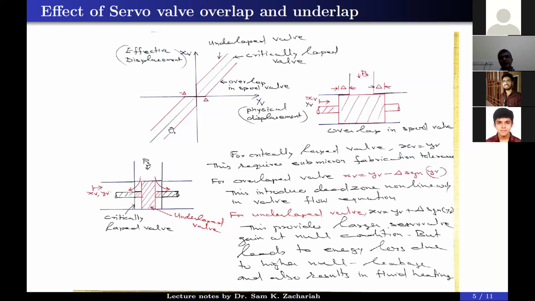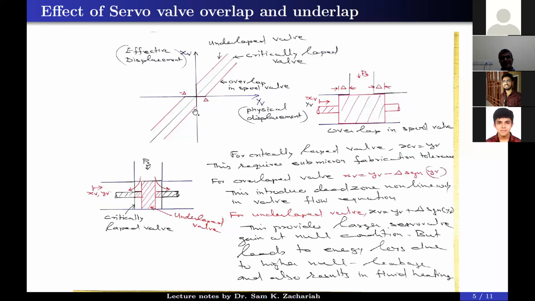And the middle one is the critically lapped case, where both are equal. Similarly, there can be overlap and underlap also. Here you can see the case. I have shown the critically lapped case, and whatever the red hatched line is, is the underlapped case. That is, even when YV is equal to 0, there is a finite value of XV here.